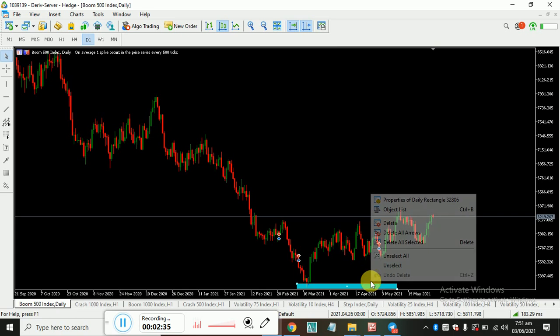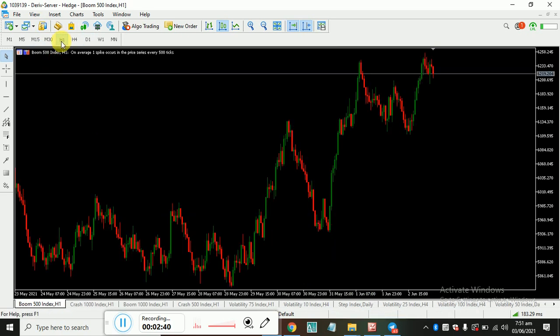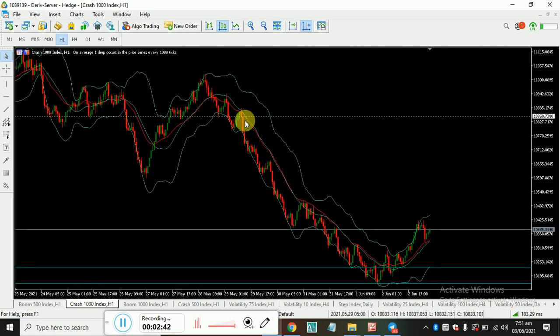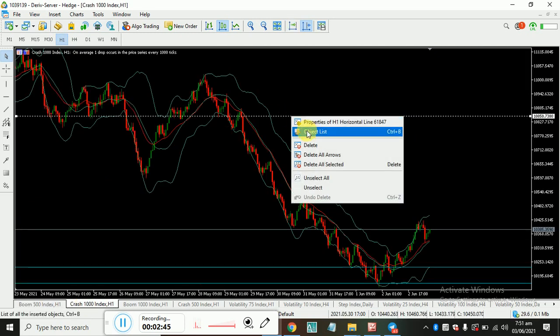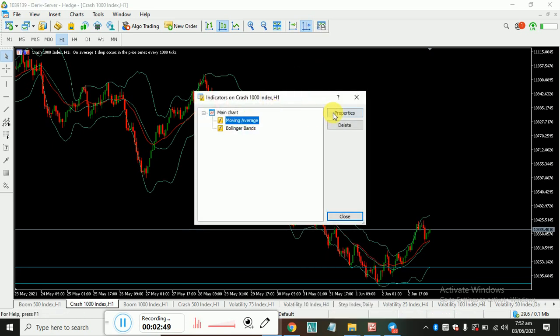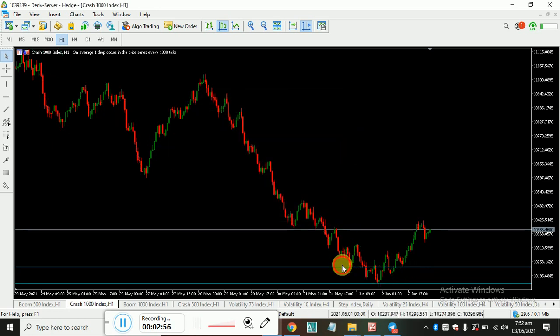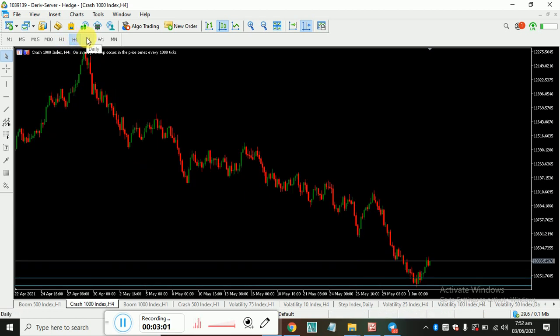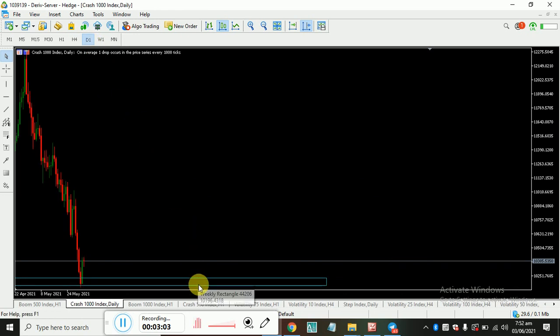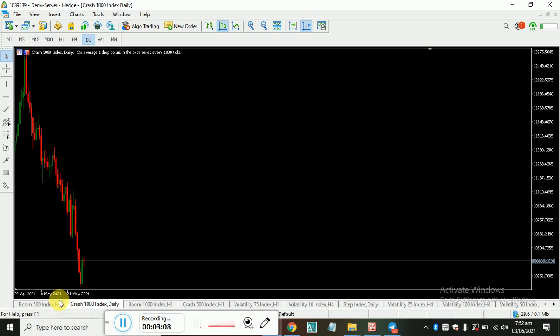Now I want to tell you that you can trade without putting these indicators. Let me clean every indicator you see here. You can also trade using Bollinger Bands, because Bollinger Bands also serve us the purpose for which we are using them.